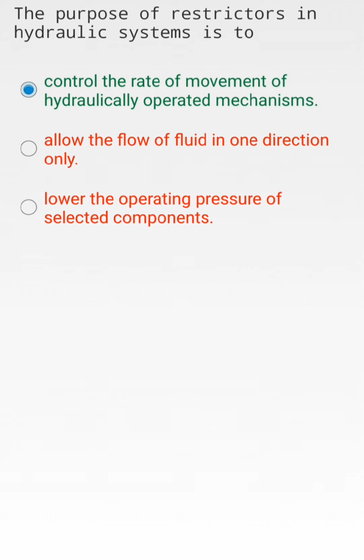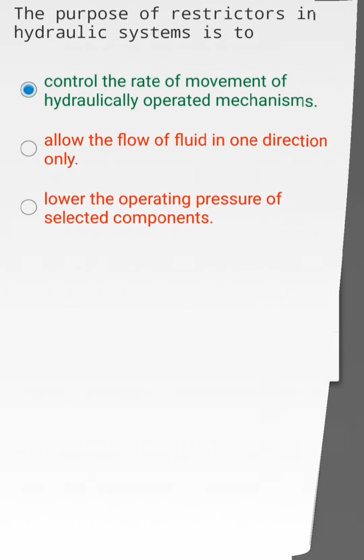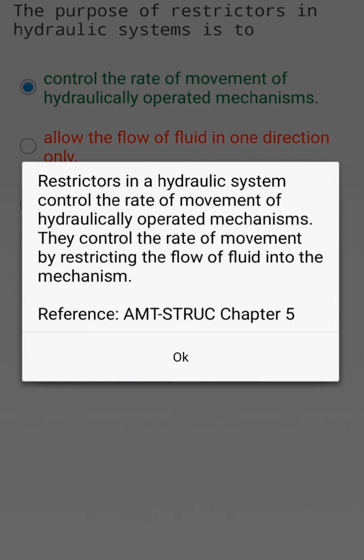The purpose of restrictors in hydraulic systems is to control the rate of movement of hydraulically operated mechanisms. Restrictors in a hydraulic system control the rate of movement of hydraulically operated mechanisms. They control the rate of movement by restricting the flow of fluid into the mechanism.